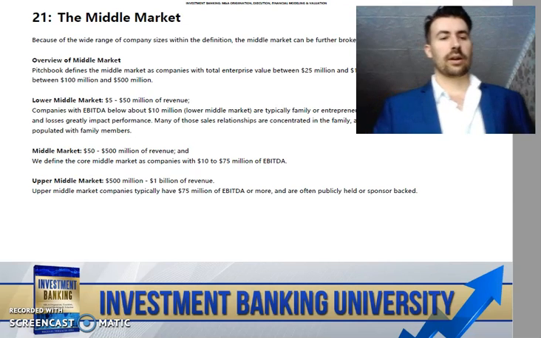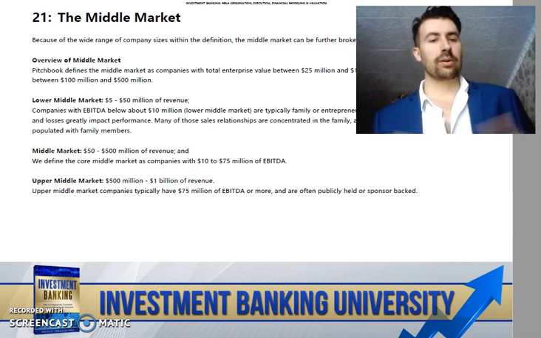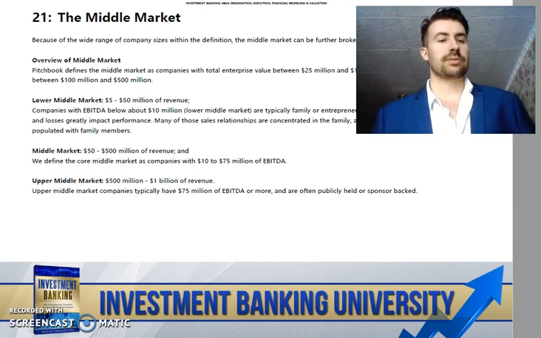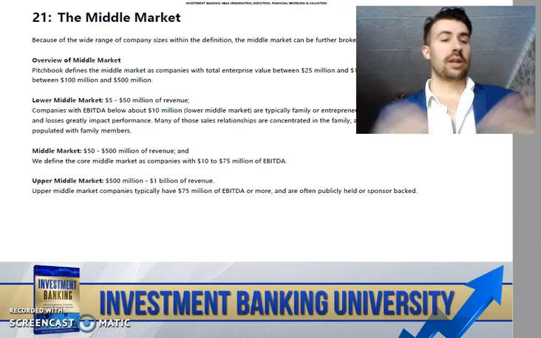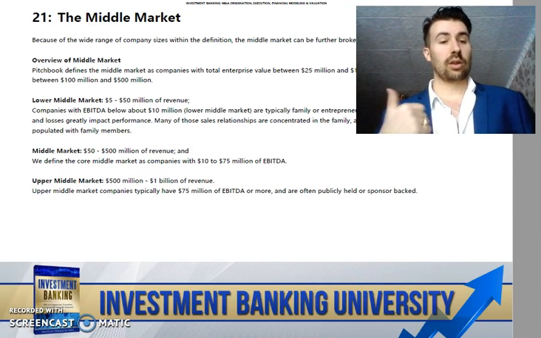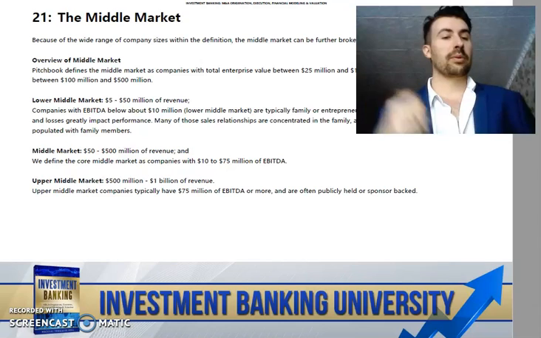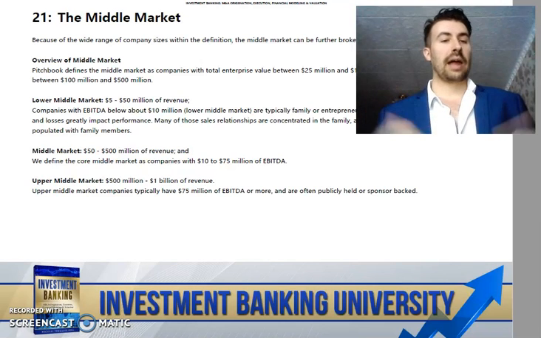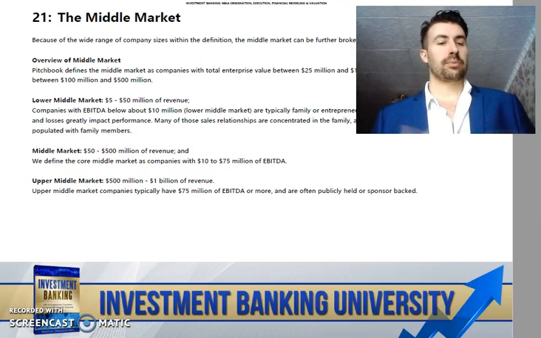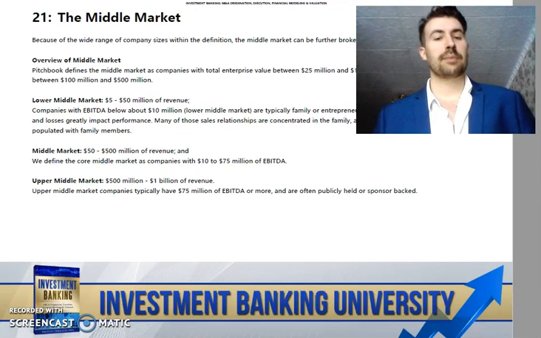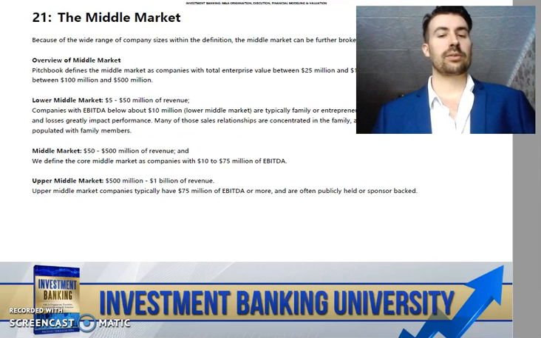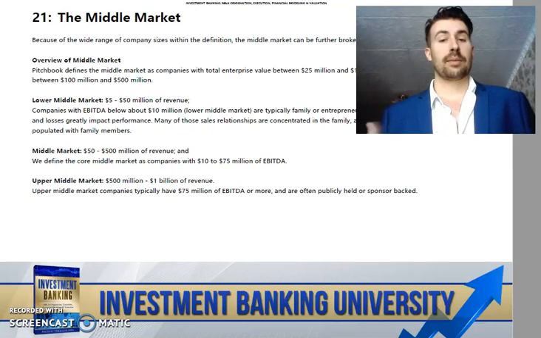So we are going to investigate a little bit about the middle market as well as the breakdown. Because of the wide range of company sizes within this definition, the middle market can be broken down into the following. We're going to overview the middle market between the lower middle market, the middle market, and the upper middle market. The platform which provides this data is called PitchBook, and PitchBook defines the middle market as companies with total enterprise value between 25 million and about 1 billion.